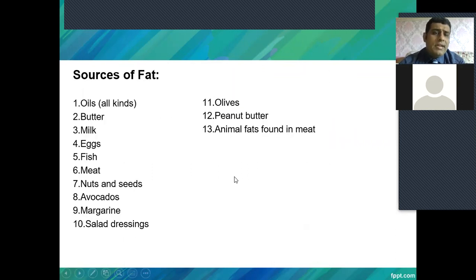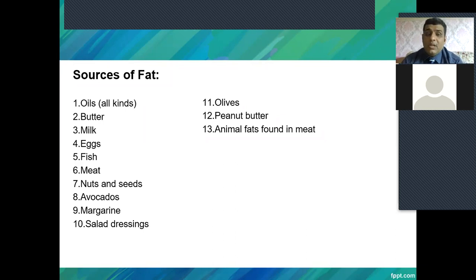Then the sources of fats: you can take fats from all kinds of oils. It can be canola oil, blend oil, corn oil, or whatever oil you are using. Oils are the richest sources of fats. Then olives are also one of the best sources of fat.